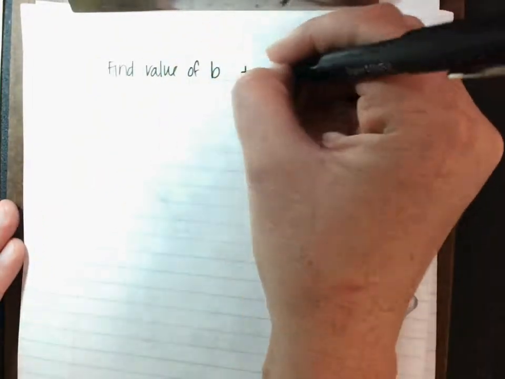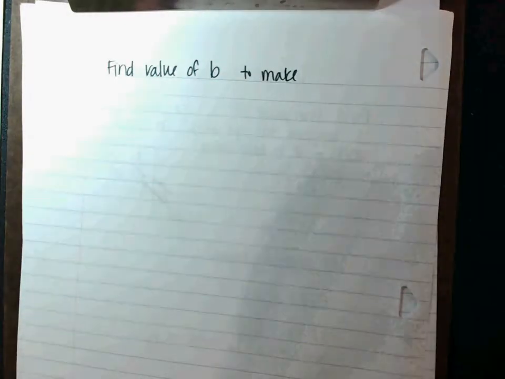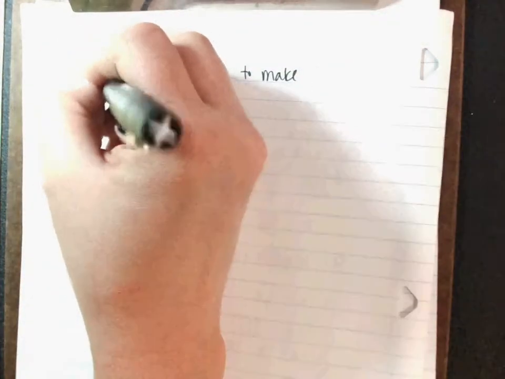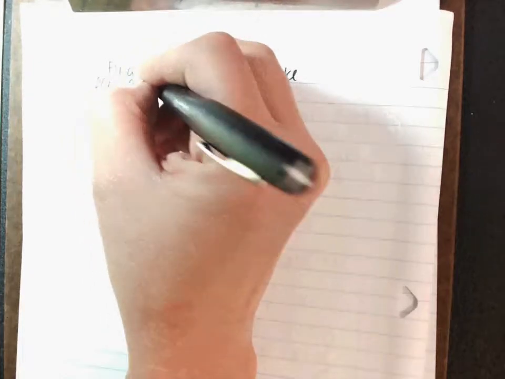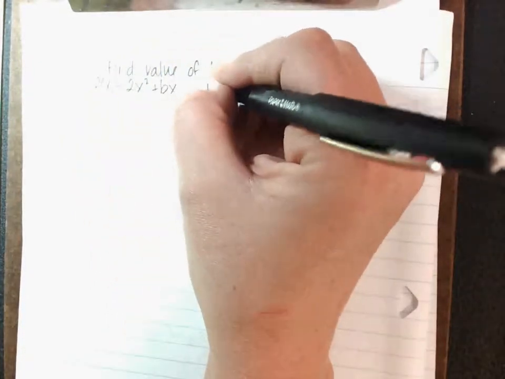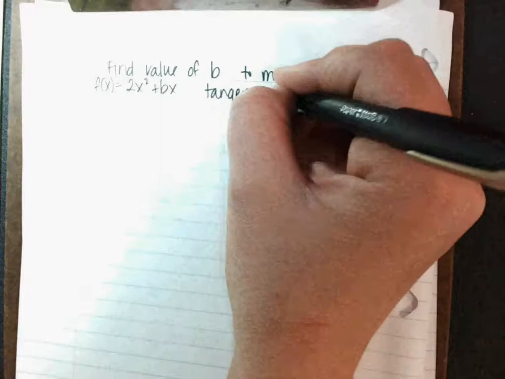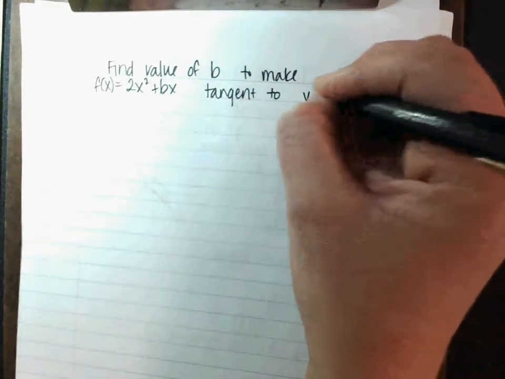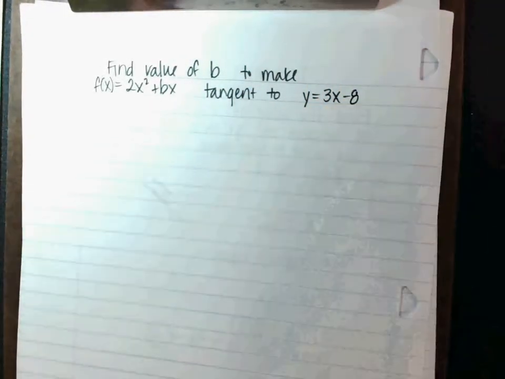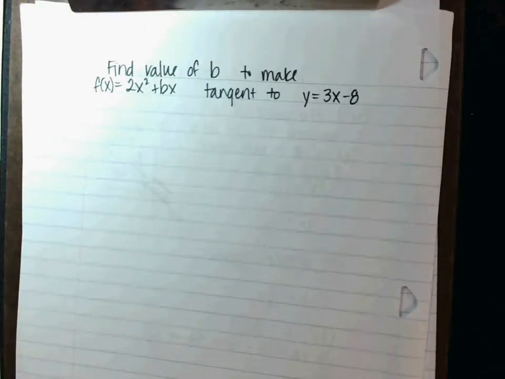Find the value of b to make f of x equals 2x squared plus bx tangent to y equals 3x minus 8. Okay, so remember, there are always going to be two things that you're setting equal. If you want it to be tangent, you need the slopes to be the same, and you need the y values to be the same. Both of those things have to happen for it to be tangent.